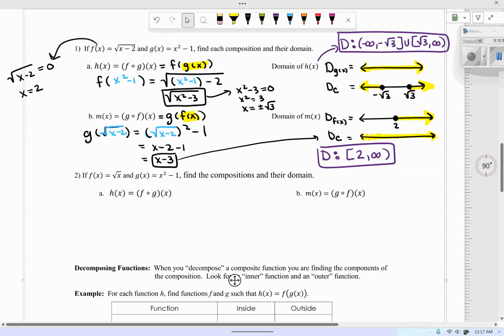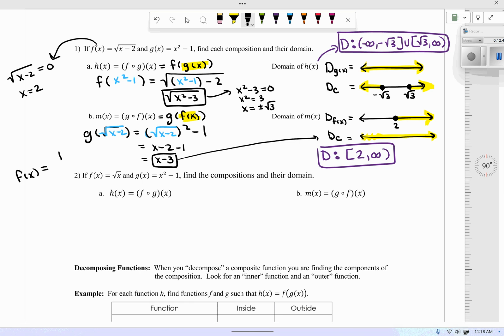Okay, so I changed these for the next one, which should be correct on your paper. So we're using f of x as 1 over x plus 3 and g of x just as x squared. So let's go ahead and find the compositions and their domain.